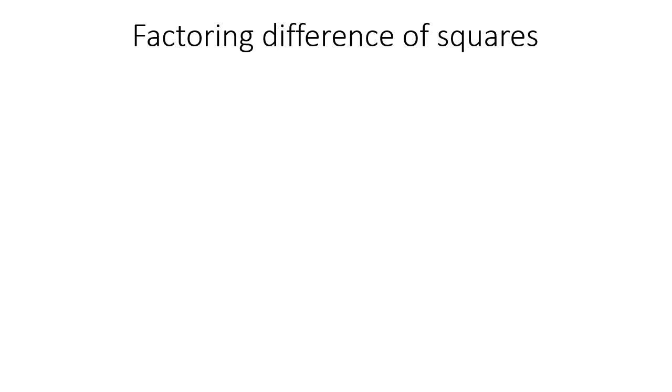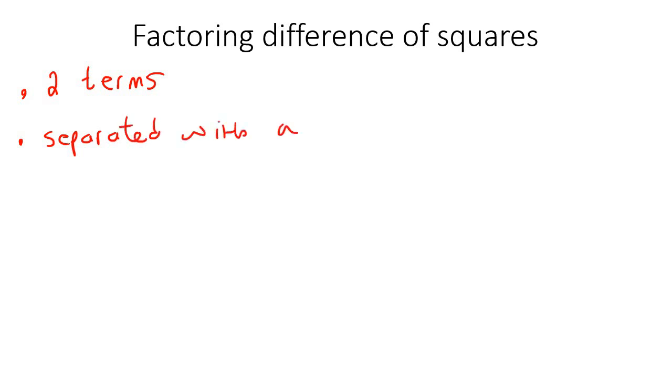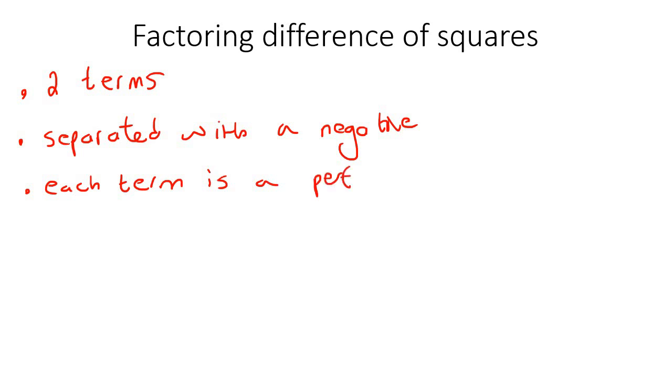In this lesson, we are going to be factorizing difference of squares. So what are difference of squares? Well, what you need is the following. You need two terms. They must be separated with a negative. Separated with a negative. And then each term is a perfect square. Each term is a perfect square.